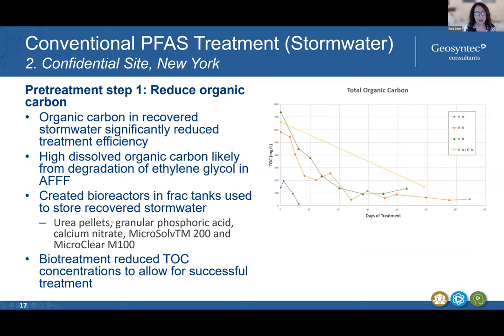So we added urea pellets, some amendments like phosphoric acid, sources of nitrogen and phosphorus pretty much, and then two microbial cultures to try and knock down the concentration of the organic carbon in those frac tanks before they went through the GAC and ion exchange vessels. And bio-treatment really allowed us to reduce the TOC concentrations, as you can see in the figure to the far right, to optimize treatment.